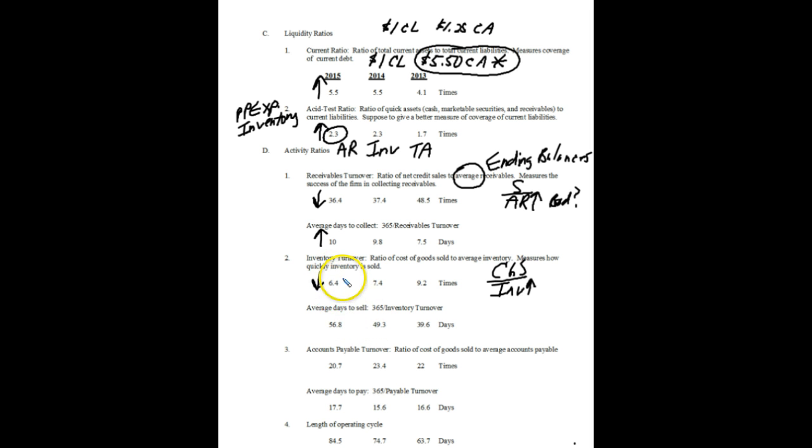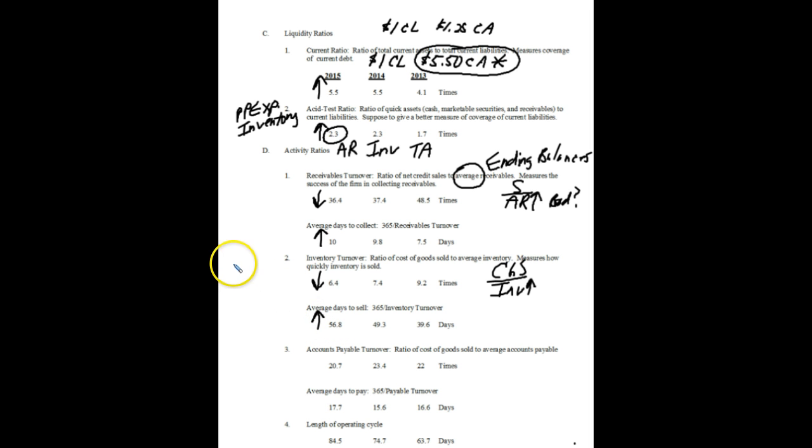If we take this number and divide it into 365, we can see they've gone from roughly 40 days to sell it to 57. Wow, that's a big jump. Why is it taking longer to sell their inventory? Don't know, but that is something management really needs to get a handle on. The business is growing. Why is inventory growing at a faster rate than cost of goods sold? That definitely is something management would want to get a hold on.